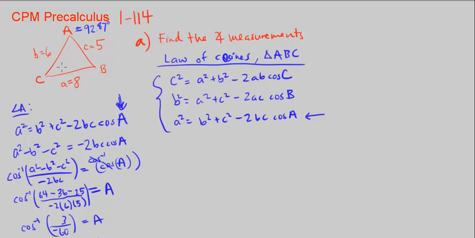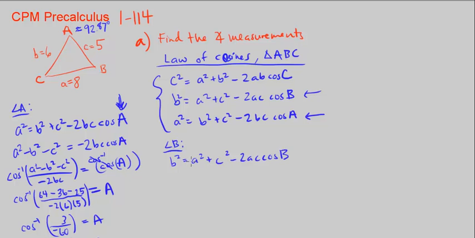Okay, so similarly, let's find angle B. Now we use this equation, right? This law of cosines equation, because we know B, A, and C, and we just want to find angle B. Okay, so we can, again, solve this equation for angle big B.